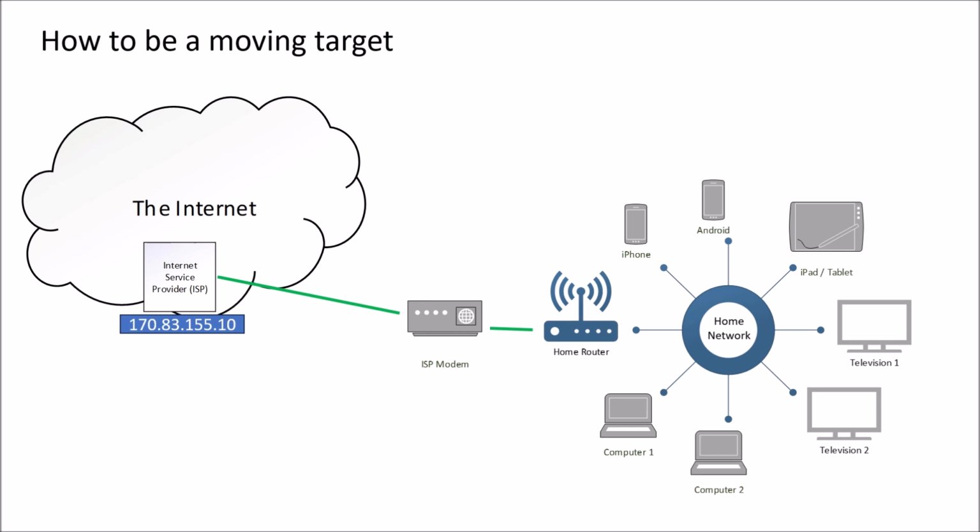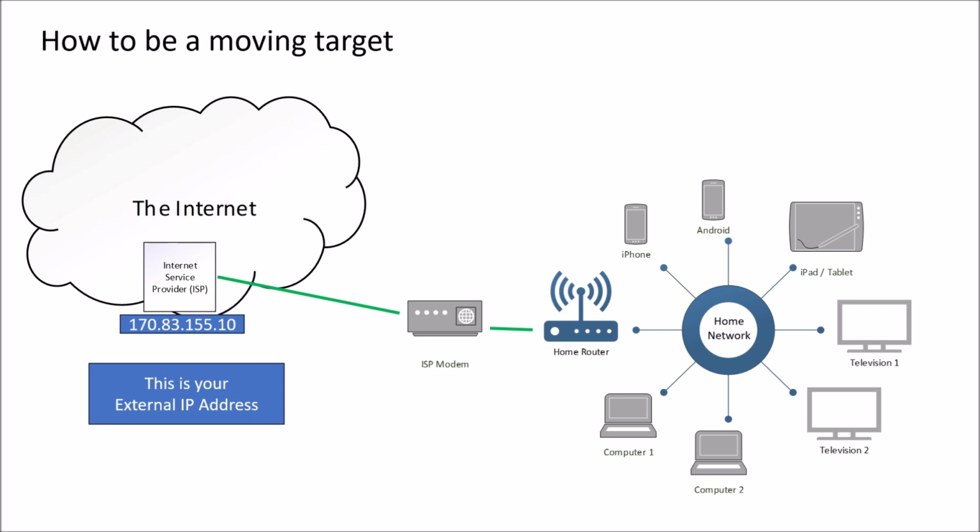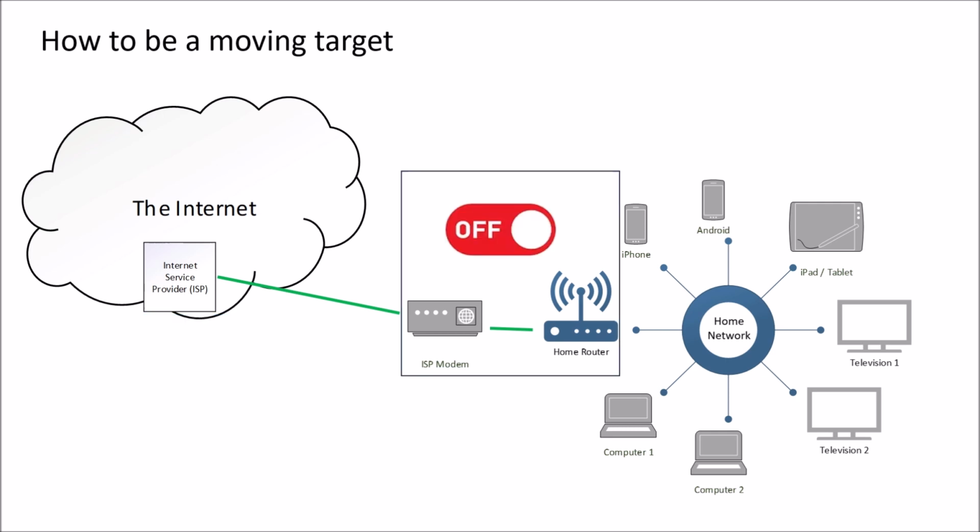So today we're connected with 70.83.155.10. You're assigned this one each time you connect from any of your devices, because your home router is connected to your ISP modem, which is connected to the ISP service provider. And that's your external IP address. It's called the external IP address. The whole world sees that IP address, and that's how they get to your house, right?